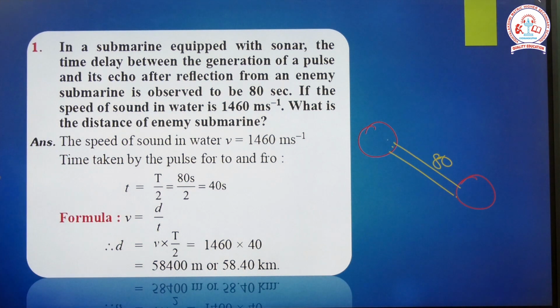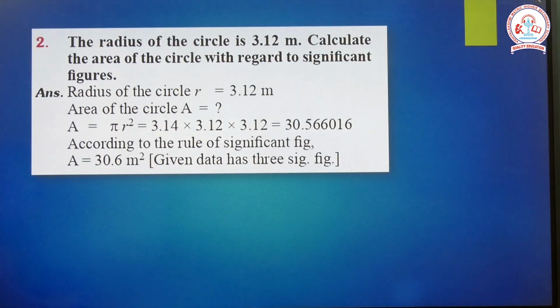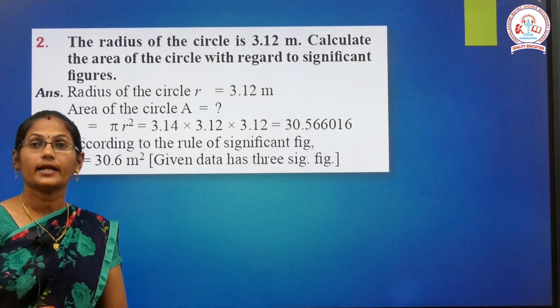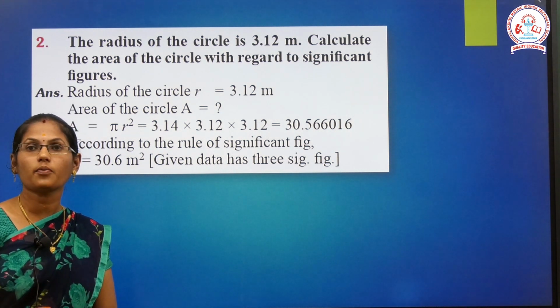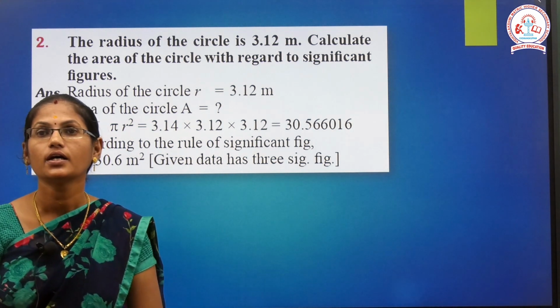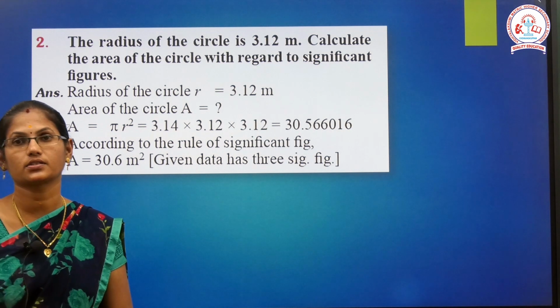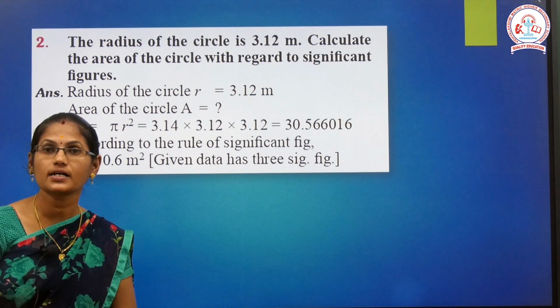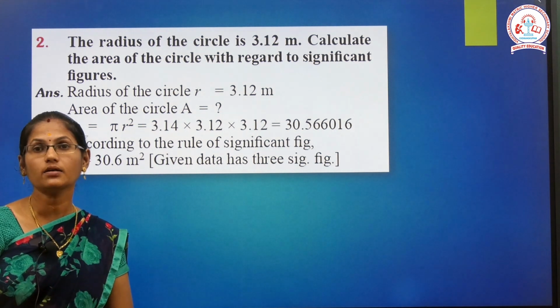And next problem. The second one is a simple problem. The radius of the circle is 3.12 meter. Calculate the area of the circle, recording two significant figures. It is a very simple problem. You know the formula for the area of the circle: area A is equal to pi r square.